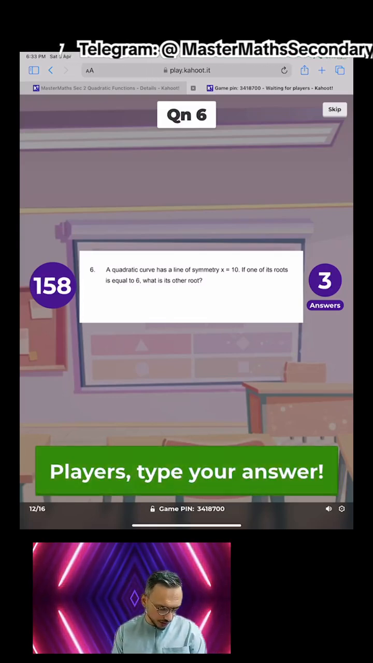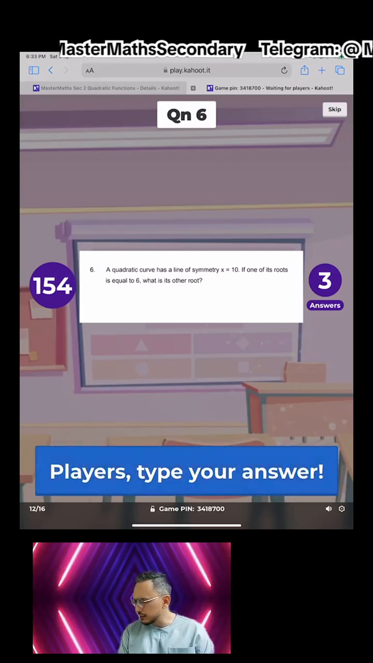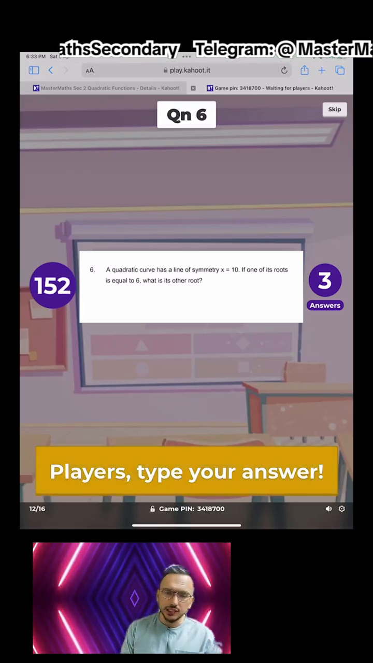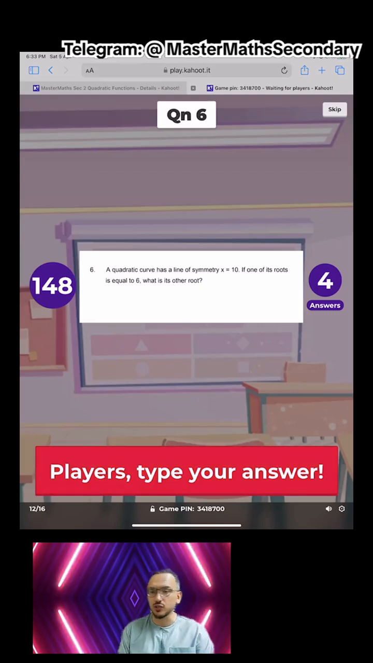There's no MCQ for this. This one you got to type in your answer. If your answer is correct, you will get the score. If your answer is wrong, unfortunately, you will not get any score.